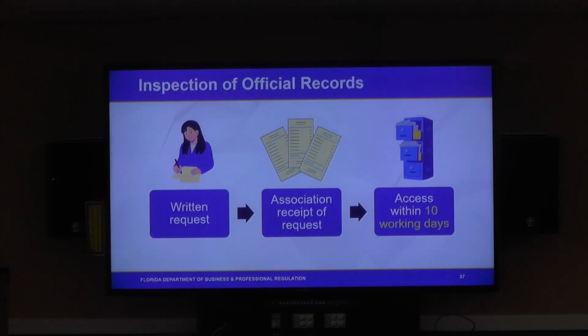And who can inspect official records? So who can request access? Unit owners and any person authorized by an association member can request access to official records without stating a reason or purpose for the inspection at all reasonable times. Unit owners need to submit a written request to the association via certified mail or hand delivered with an acknowledged receipt, right? Upon receipt of a written request, the association has 10 working days to comply with such request. So only working days count, minus the weekend. So no Saturday and Sunday.